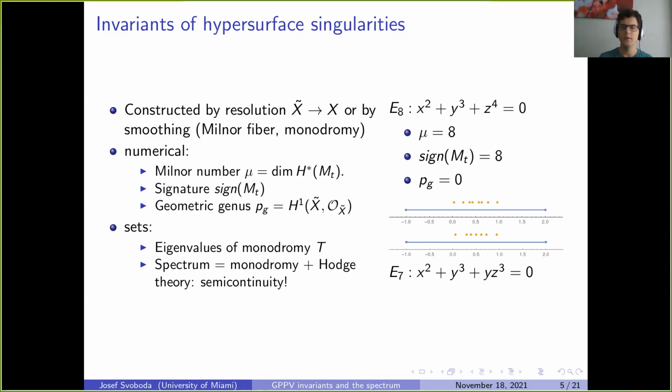The spectrum is not the strongest invariant. You can still get something. I mean, you can have singularities which have the same spectrum, but it is a pretty strong invariant. Okay, so now I want to go back to the topology.